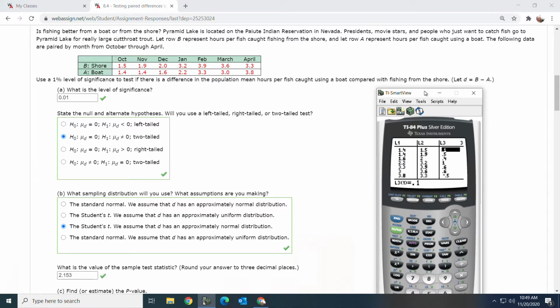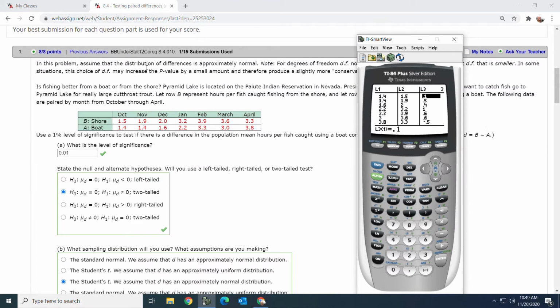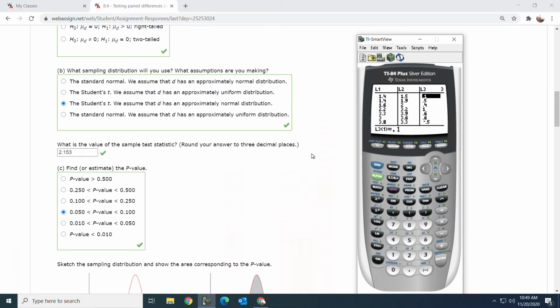We are told that the data up here at the top assume that the distribution of differences is approximately normal. There's a lot of extra stuff in there if you want to read through it when you're doing yours. We're going to use the student's t because we're told that the differences are normally distributed. So that's the one we select for the sampling distribution. We don't know the population deviation, so these top two, the top and the bottom, are out. That would be using a z test.